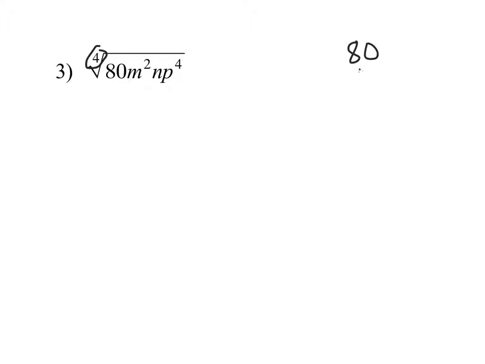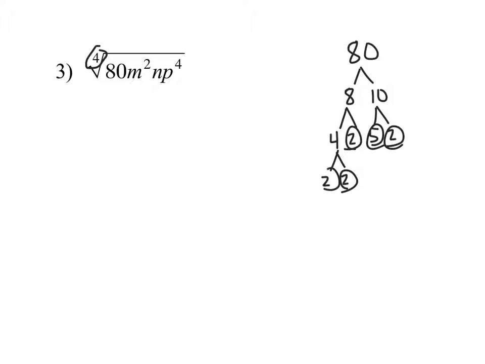So 80. I break down 80. 8 times 10. 10 goes to 5 and 2. 8 goes to 4 times 2. And 4 is 2 times 2. Okay, so again, I want powers of 4.